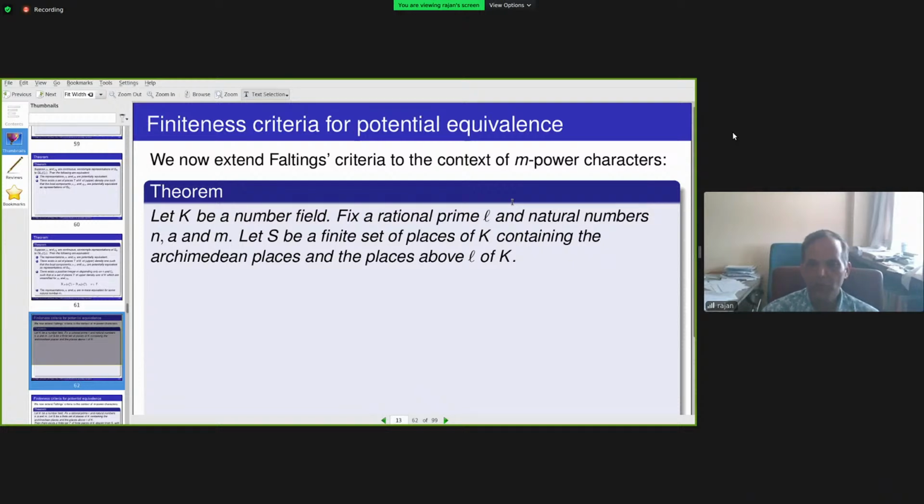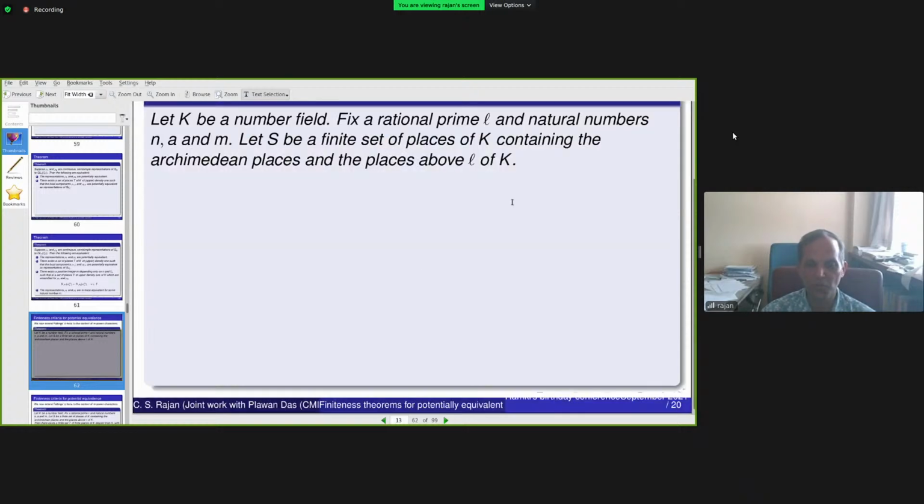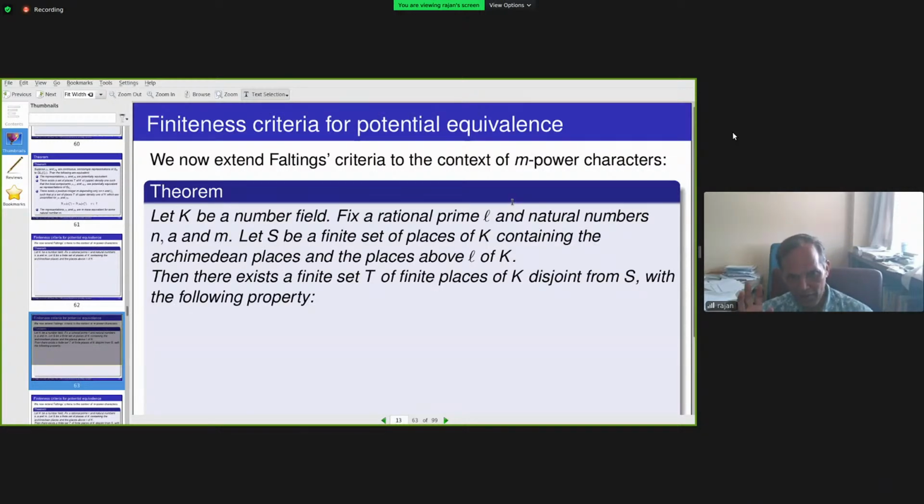So we have K a number field, and I fix a rational prime L, natural numbers N, A, and M, and S is a finite set of places containing the places of K above L. So then, as usual, there exists a finite set T of finite places of K. So I'm given all this input: a number field K, a rational prime L. Here I've made a slightly general situation. This A is 1 because of this thing, but anyway, and M is... right, okay. Then there is a finite set of places with the following property. Let me just state what it is.